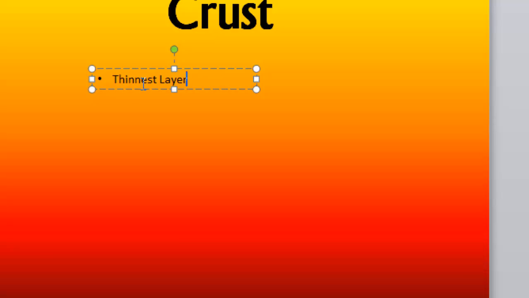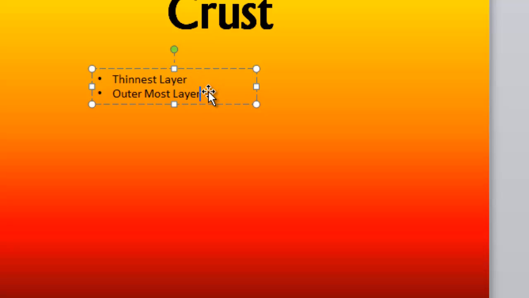If I want to add another bullet, I just press the Enter button on the keyboard, and it will move the text box down, and you will see another bullet form. And I'm going to add my second piece of information, outermost layer.